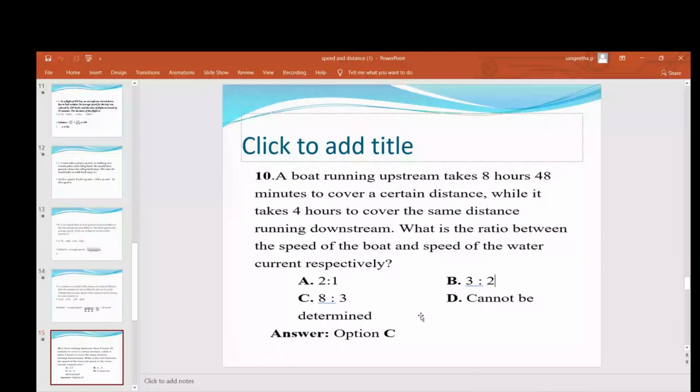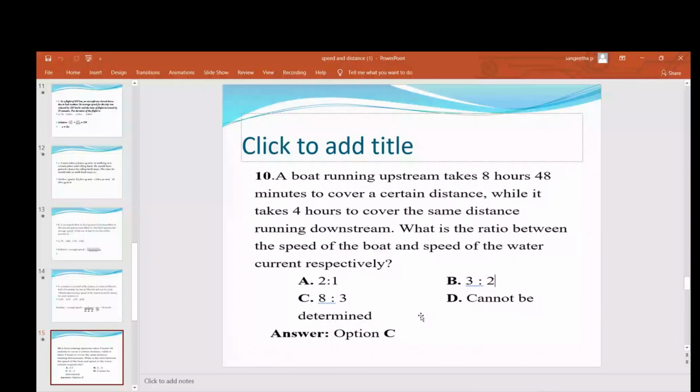So a boat running upstream. Imagine you are traveling in a boat in a river. Upstream means upward direction, downstream means downward direction. While traveling upstream, a boat takes 8 hours 48 minutes to cover a certain distance, while it takes only 4 hours to cover the same distance when running downstream. So what is the ratio between the speed of the boat and the speed of the water current respectively?